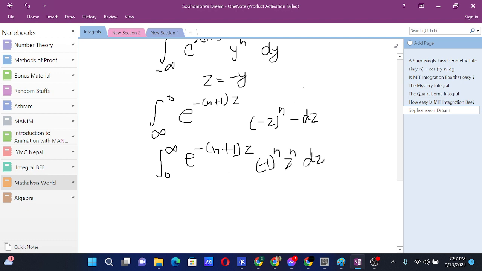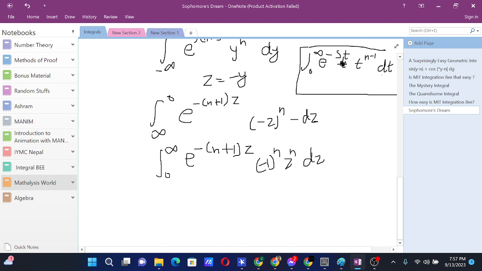Now we can use the formula, which also comes from some transforms. The formula is the integral from 0 to infinity of e to the power minus st times t to the power n minus 1 dt, which equals gamma n by s to the power n. So we'll use this formula, and this will be equal to minus 1 to the power n times gamma of n plus 1 by (n plus 1) to the power n plus 1.